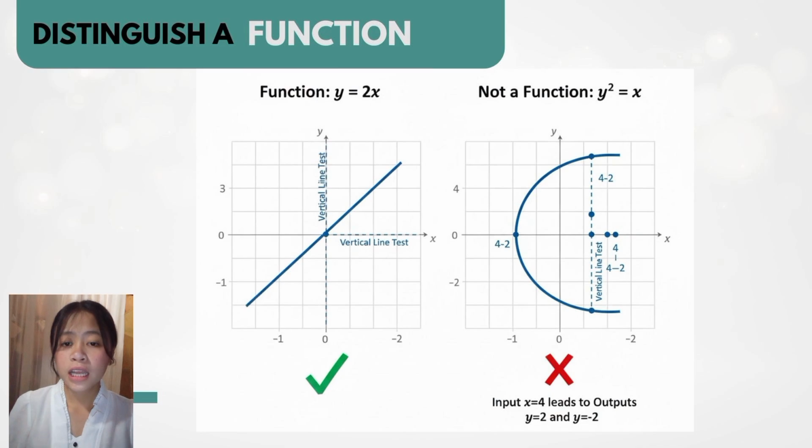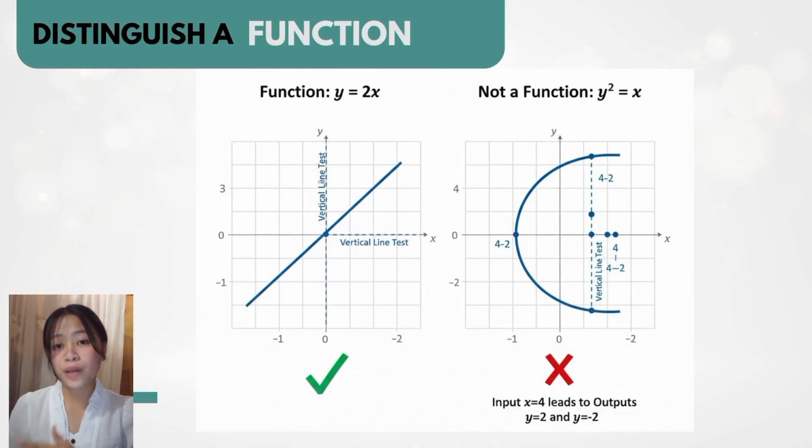For example, the linear equation y equals 2x is a function. Why? Because any single x value yields only one corresponding y value. Conversely, the equation y squared equals x is a general relation, but not a function, because an input like x equals 4 results in two distinct outputs, y equals 2 and y equals negative 2. That violates the rule when you are distinguishing a function from a general relation.